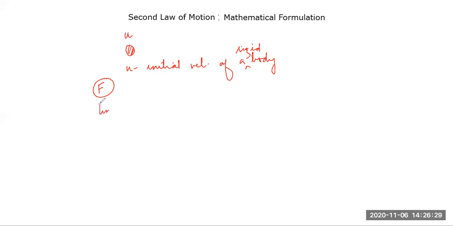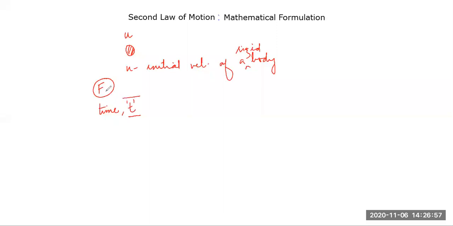You see, force is always applied for some time interval. Am I right? Like maybe I pushed someone, and I pushed for 2 seconds, or I pushed for 10 minutes, or I just hit him for 1 second. So force is applied for some time. Let us say force is applied for time t.